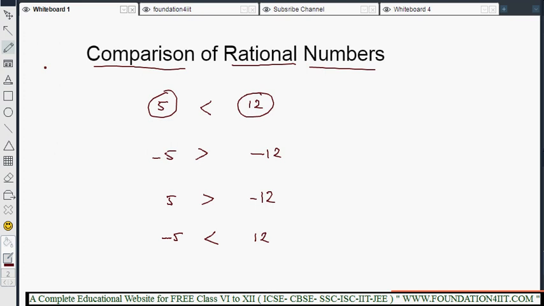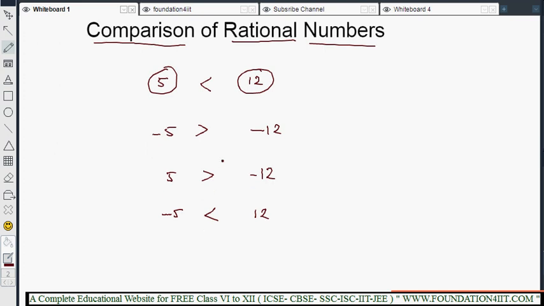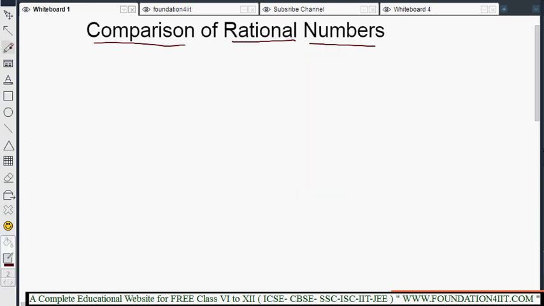So let us follow a few steps. Which steps do we need to follow? I'll explain first. Step 1: they will give some rational numbers and we need to see which is less or which is more. By seeing rational numbers directly we can't say which is bigger or which is smaller.